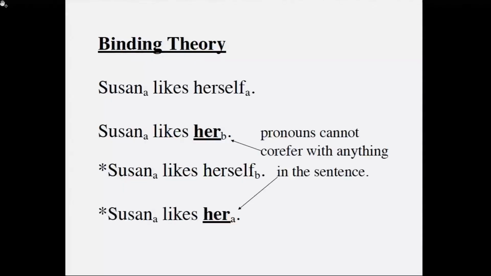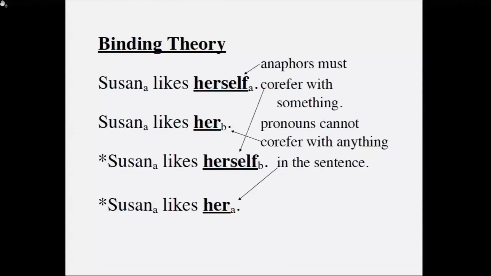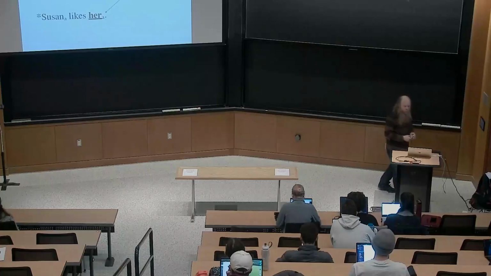Looking at this without thinking about it too hard, we could think, okay, maybe pronouns, words like her, cannot co-refer with anything in the sentence, where co-refer means refer to the same person. And anaphors, which is a name for fancy words like herself, must co-refer with something. So Susan likes herself: herself needs to refer back to Susan. You have to give herself something for it to co-refer with.